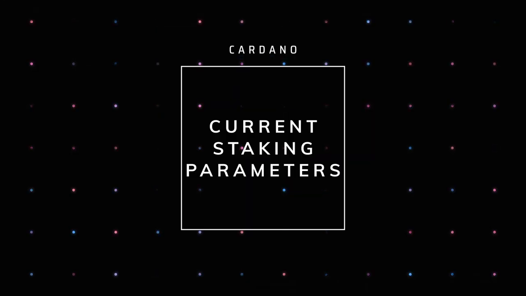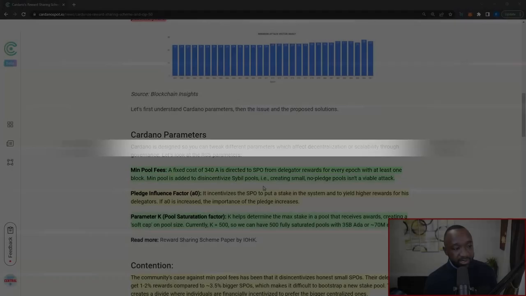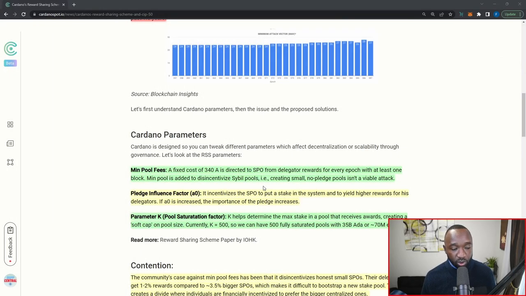But before we get into that, the first thing we need to do is understand the current parameters around the existing RSS. So Cardano is designed so you can tweak different parameters which affect decentralization or scalability through governance. So again, the community will be voting on these different SIPs that could tweak the different aspects around how the stake pools effectively run. Let's look at the RSS existing parameters.